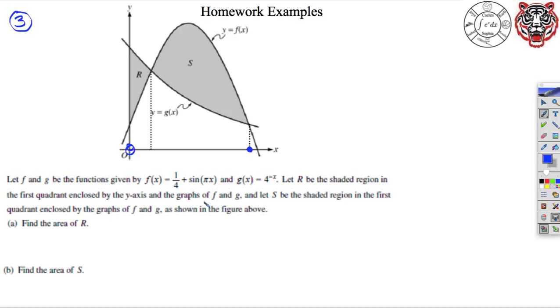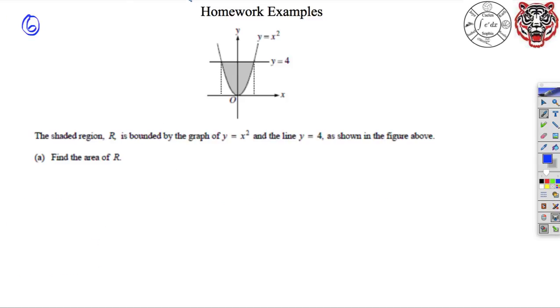They expect you to know, oh, hey, it switches here. I have to find the area of R and then find the area of S. Because g of x is on the top here, and f of x is on the bottom. But that switches at this point, and f of x is now on the top, and g of x is on the bottom. So you have to calculate them individually. That's why I had you calculate R and S individually. Just be ready for that on the test.